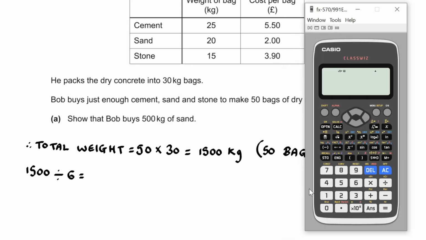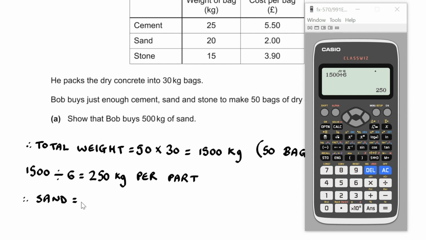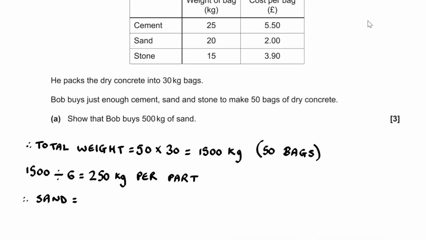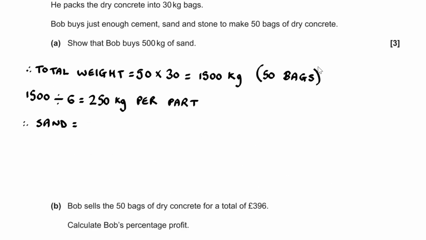So 1500 divided by 6, that's 250. So we've got 250 kilograms per part. And therefore, for sand, if we go back to our ratio, we've got 2 parts, and therefore for sand we've got 2 times by 250, which is 500. So we've got 500 kilograms for sand.